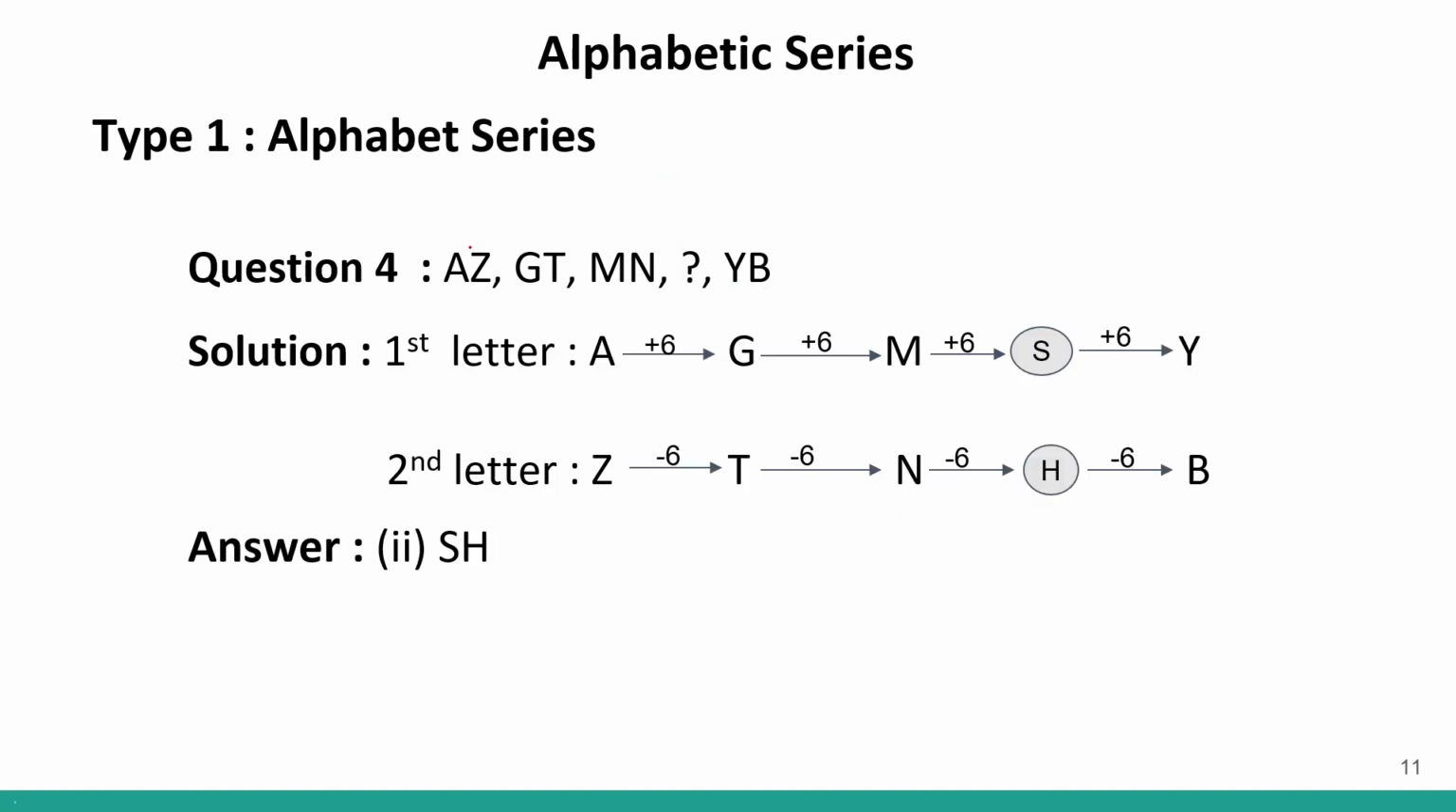Here is the solution. So the first letter moving from A to G to M to the next one, which was S, and S to Y, we were going plus 6. And for the second element, Z to T to N to H to B, we were going minus 6. Clear?